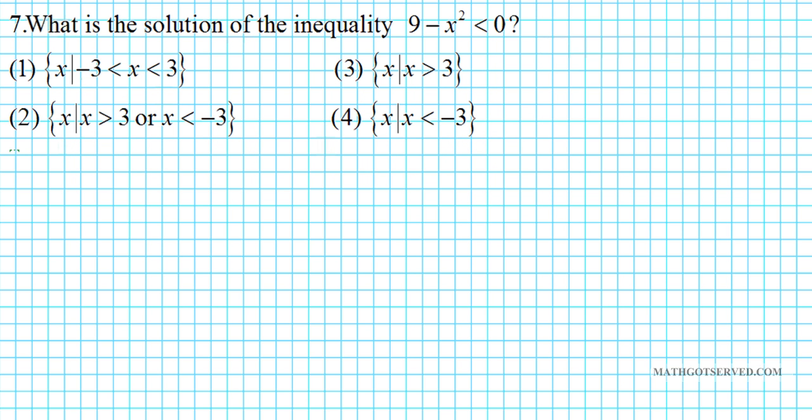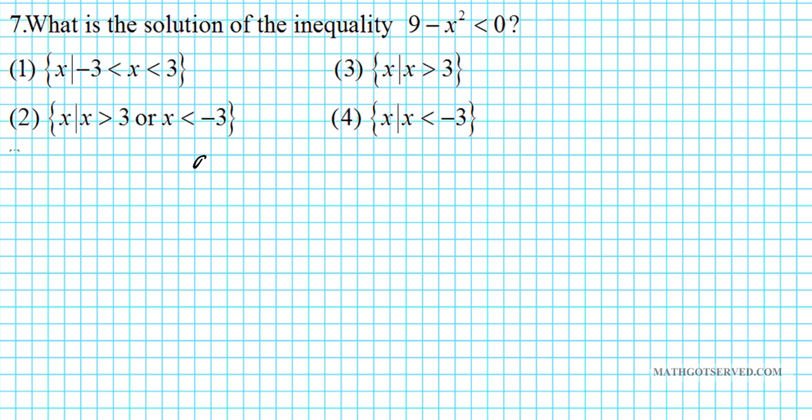All right. Let's take a look at problem 7. It says, what is the solution of the inequality 9 minus x squared is less than 0? So solving inequalities is very much like solving an equation. Remember that anytime you divide by negative, you switch the sign. And also when you have an absolute value with a less than situation is bounded, and if it's greater than, we have to break it up like option 2. Okay? All right, so let's go ahead and solve this.